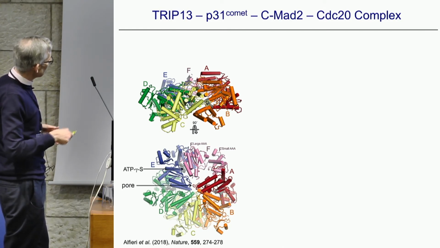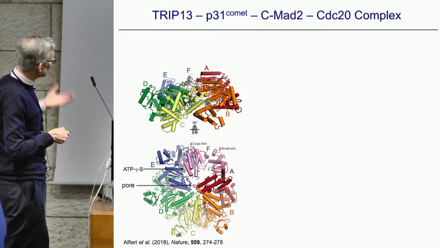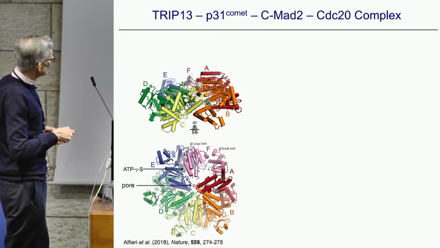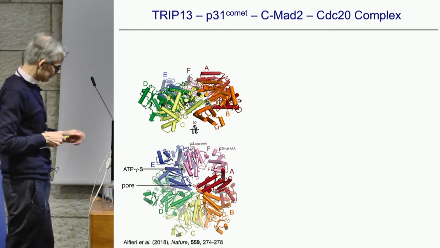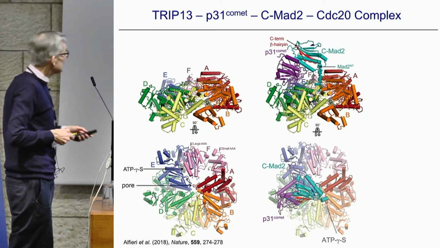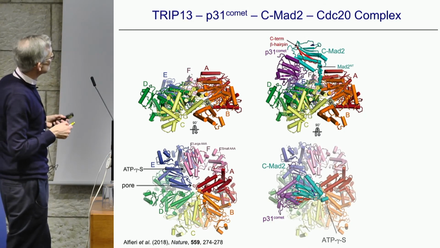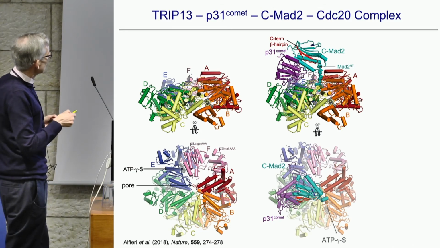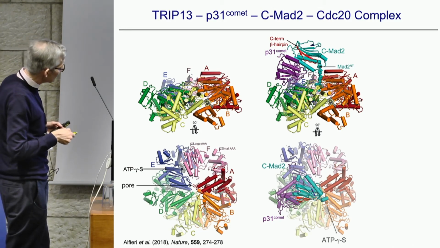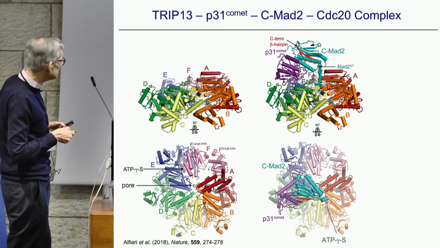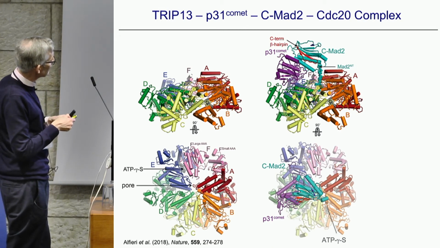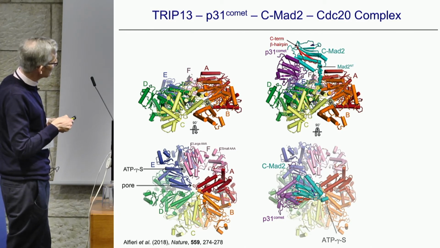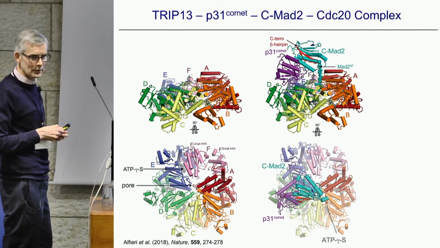And the sixth subunit, the F subunit, is in the inactive conformation without nucleotide bound, and it bridges the A and the E subunits. Now, P31 comet then brings MAD2 to TRIP13. So P31 comet binds to a site on the ring using the D and the E subunits, and it positions the MAD2 precisely so the N-terminus of MAD2 then enters the pore, the center of the hexamer.